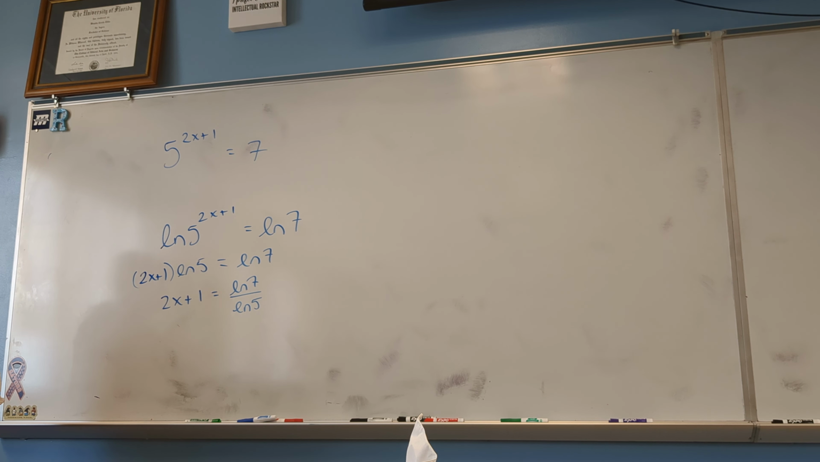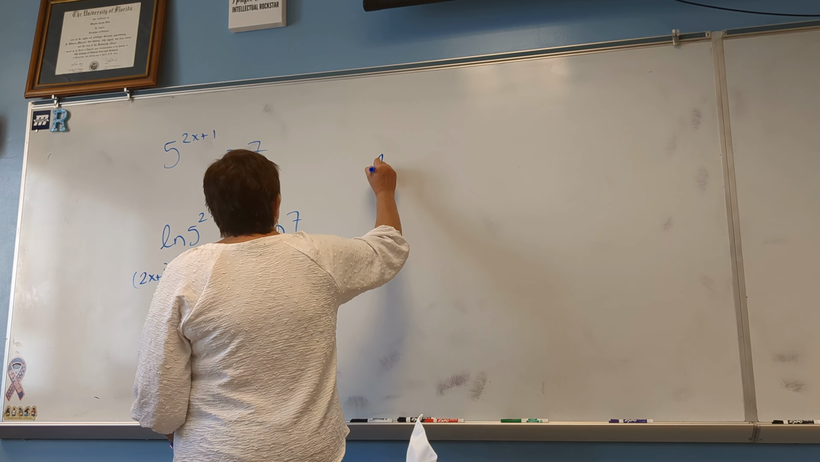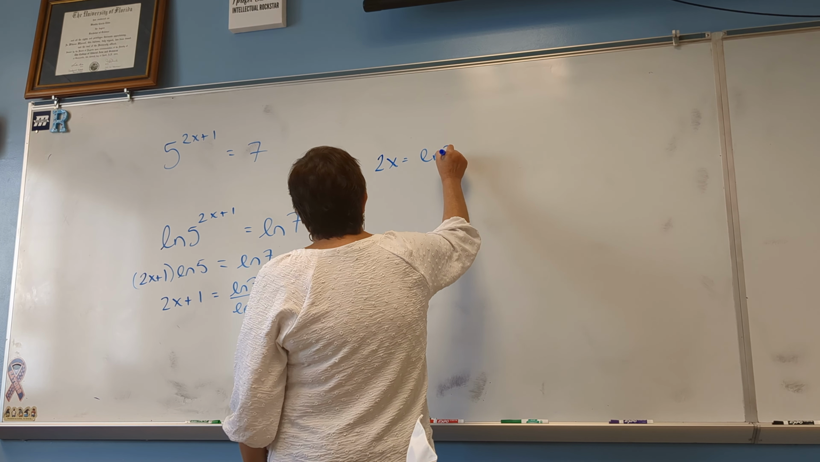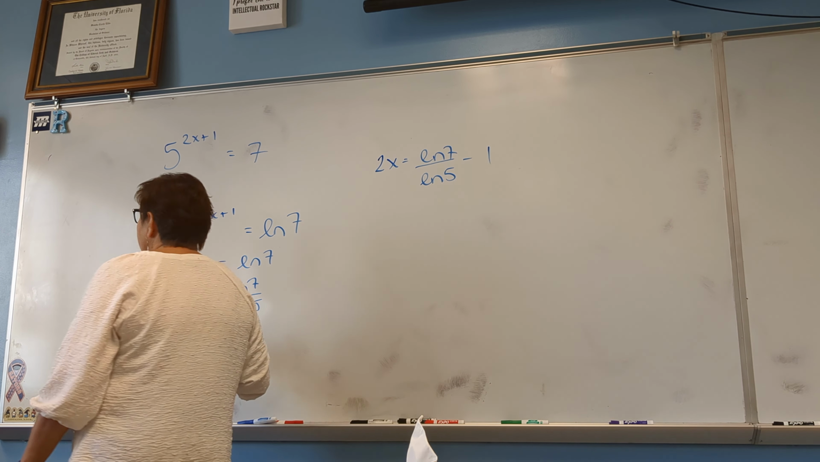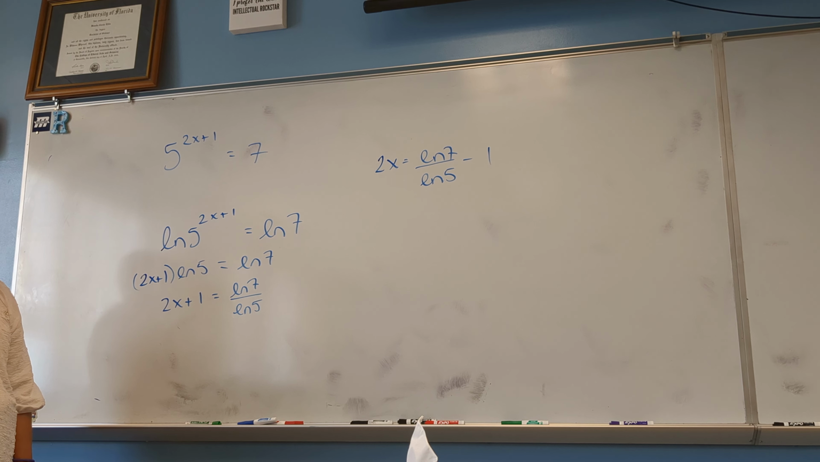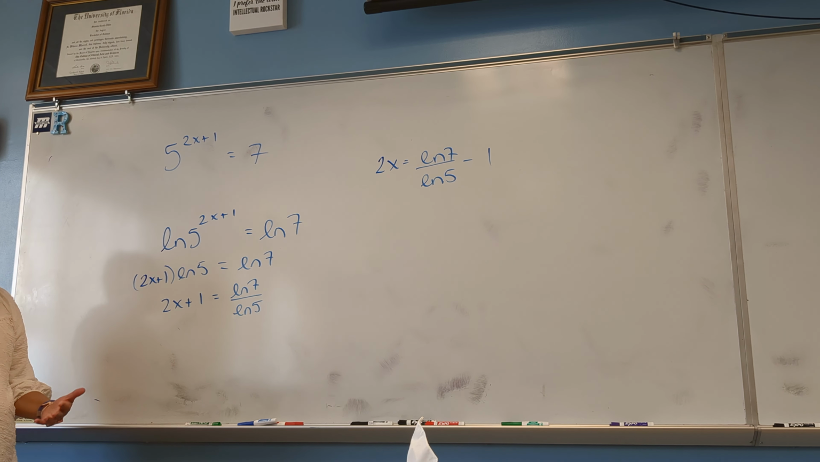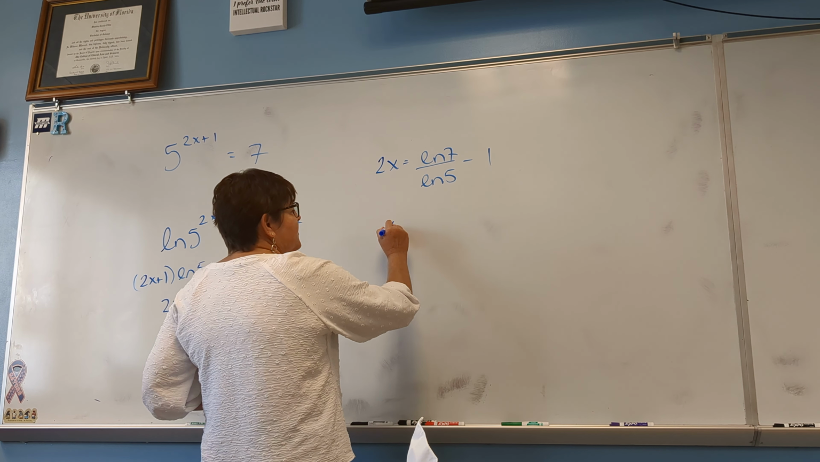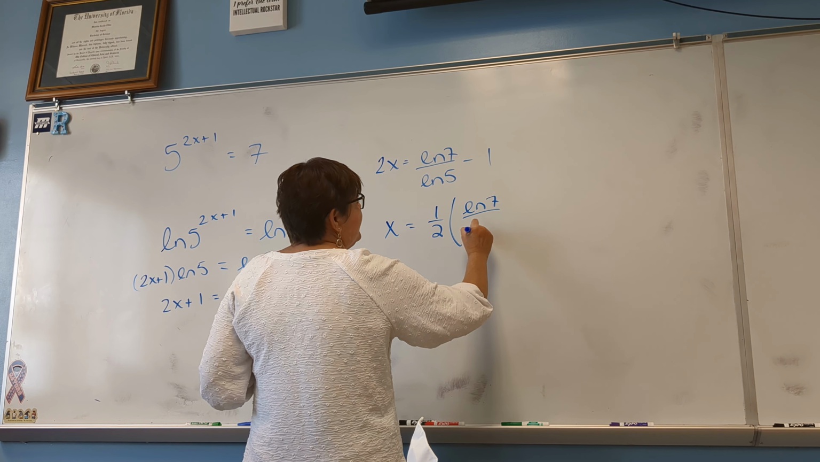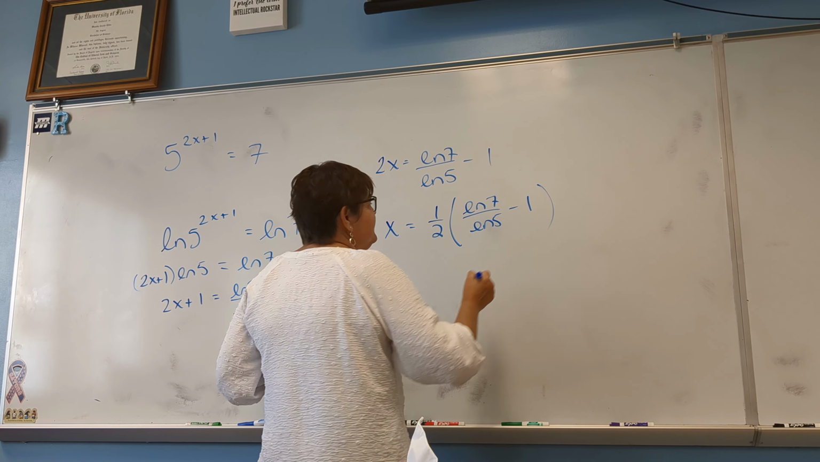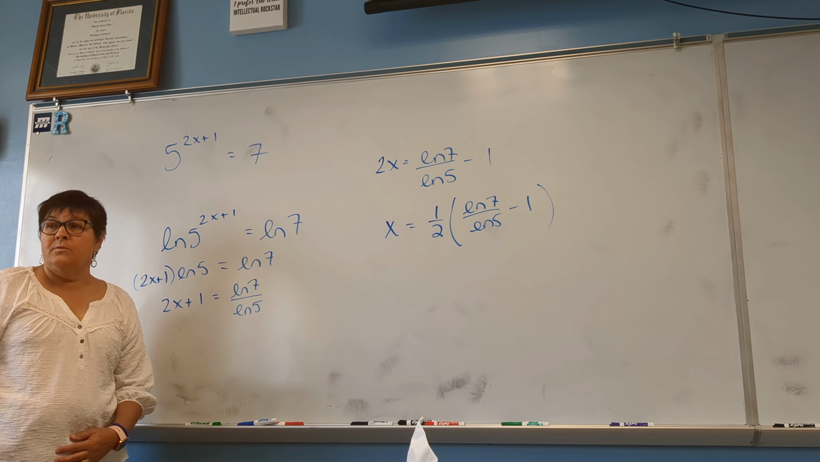Now what? Subtract 1. So 2x is equal to the natural log of 7 divided by the natural log of 5, minus 1. And last but not least, divide by 2. Also known as multiplying by 1/2. Does that make sense? So to make it easier to work with in my calculator, does it make sense that I could multiply everything by 1/2 there? And it would give me the same answer as dividing by 2. You make that call however you feel.